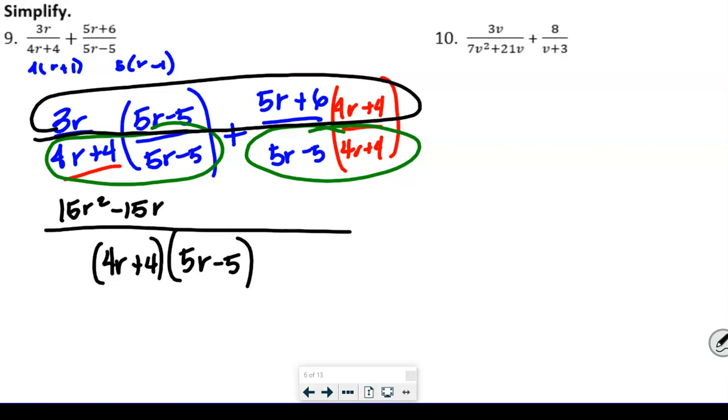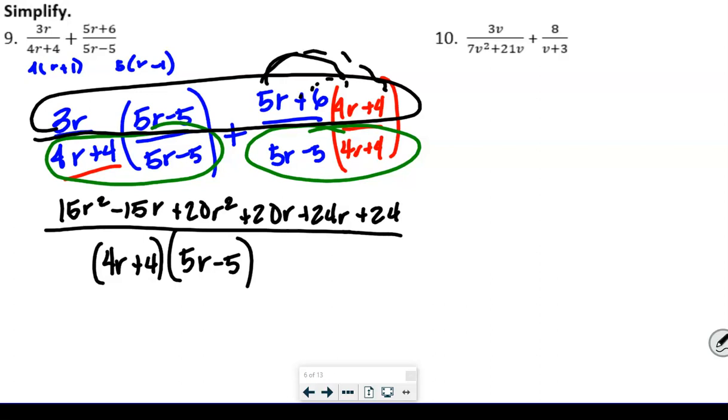Then we're going to get 4 terms over here on the right, because we're multiplying a binomial times a binomial. So 5r times 4r is going to be plus 20r squared. Then we've got 5r times the 4, that's going to be plus 20r. Then we've got this, which is going to be plus 24r. And then we've got this, plus 24.